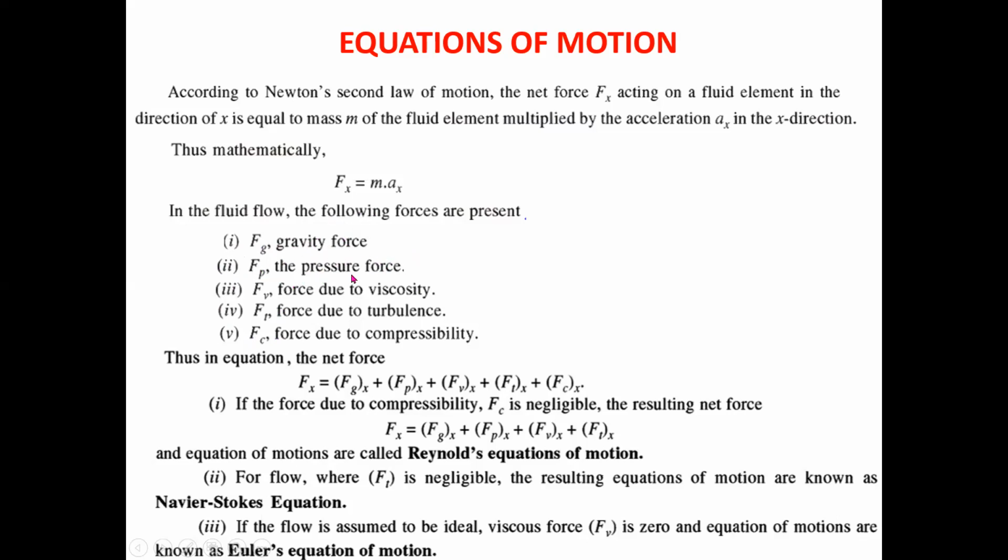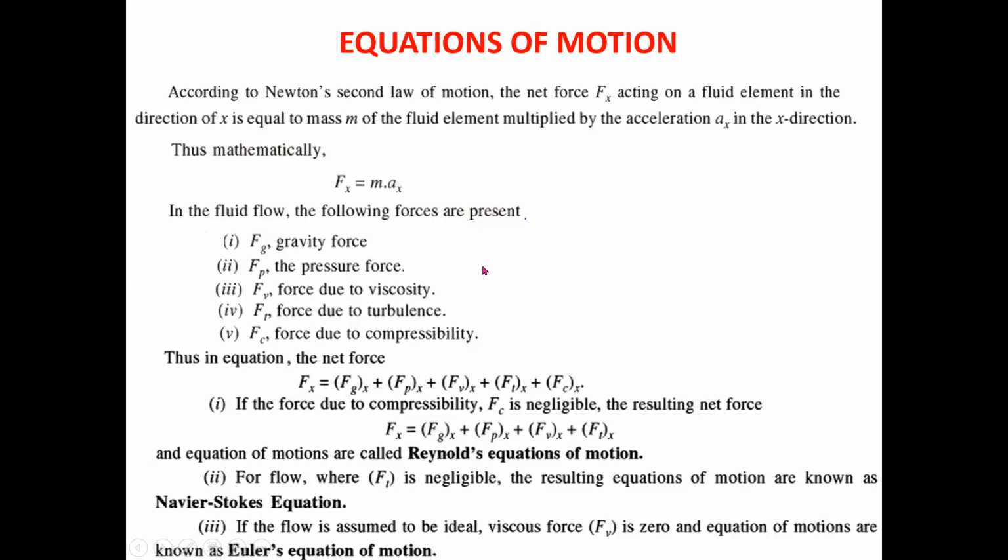So there will be some pressure force, Fp, and there will be viscosity for any fluid. So Fv will be there. And because of the turbulence, Ft. And because of the compressibility, there will be the force called compressible force, Fc. So these are the 5 types of forces which exist for a fluid which is in motion.